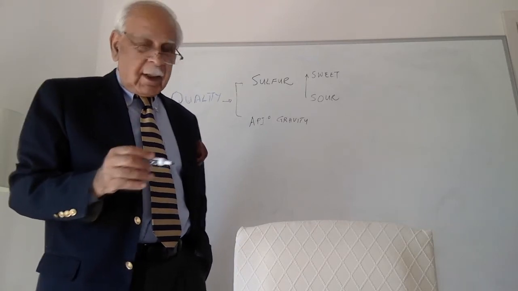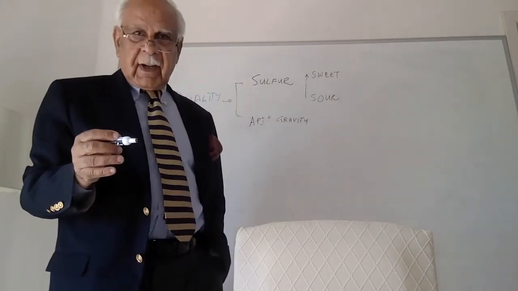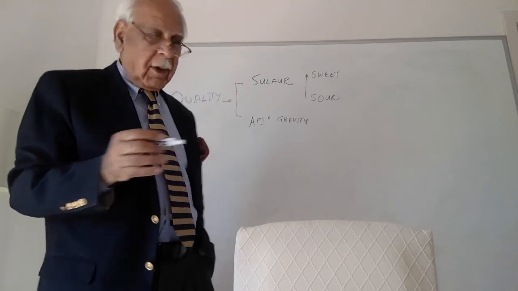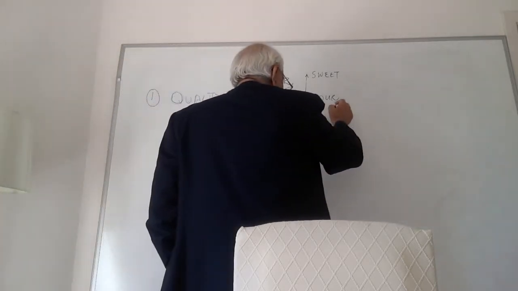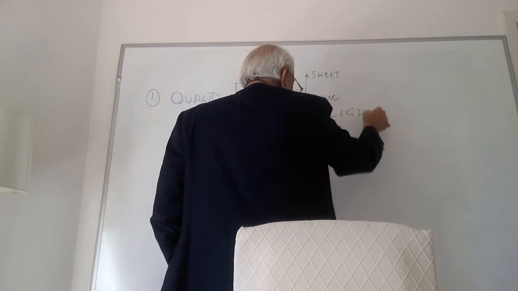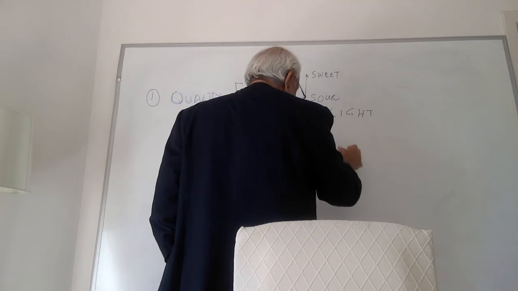So here we are. If you have high API gravity, it's a good oil, it's called light crude. Low API gravity is heavy crude oil. Light and heavy.